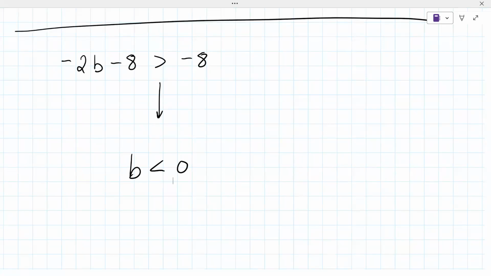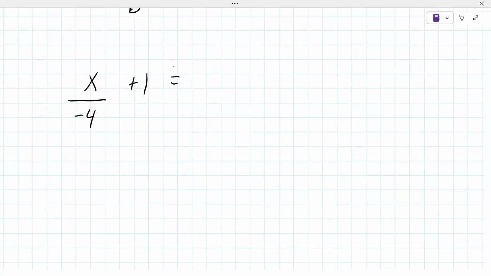So what else? Anything else that you feel like will be on the test? Just more of these? Okay. All right, let me make a few more up. X divided by -4 plus 1 is greater than or equal to -5.